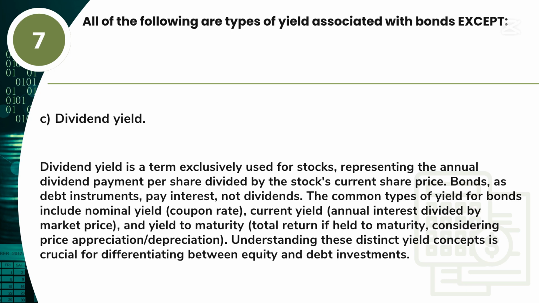The common types of yield for bonds include nominal yield, coupon rate, current yield, annual interest divided by market price, and yield to maturity, total return if held to maturity, considering price appreciation/depreciation. Understanding these distinct yield concepts is crucial for differentiating between equity and debt investments.